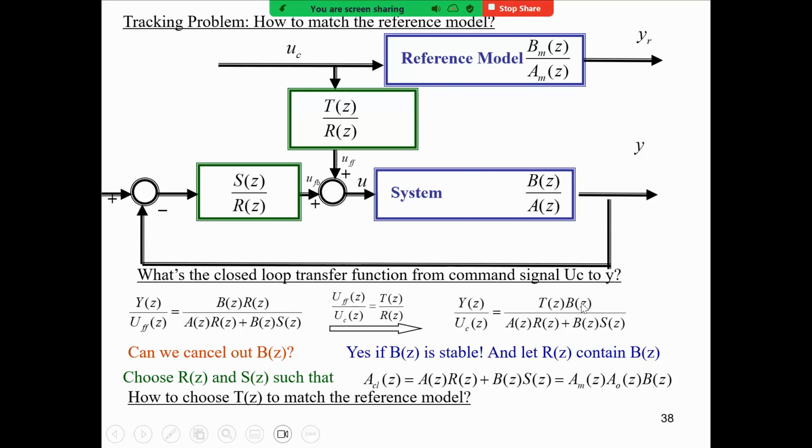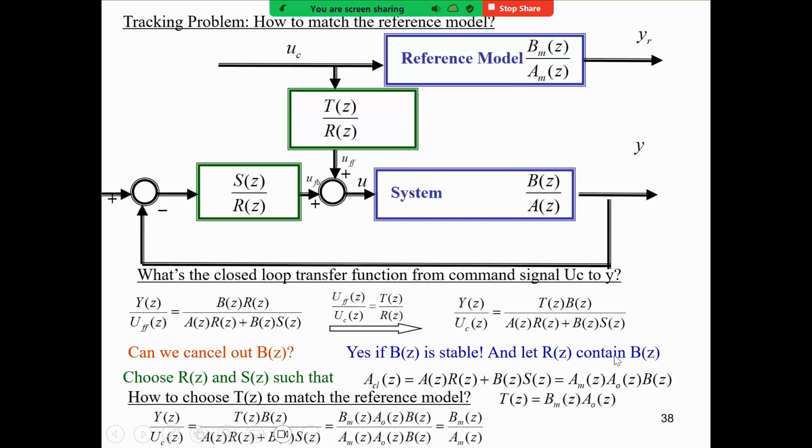If B is cancelled out, look at this closed loop, right? This one is AM times A naught times B. B can be cancelled out. Then we are left with T over AM over A naught. I want to match PM over AM. So how are we going to choose T? This one is simple. T equals PM. And also I want to cancel out A naught, right? Easy. See, once we use the zero cancellation, and if B is stable, actually with this design, I can easily cancel them out.